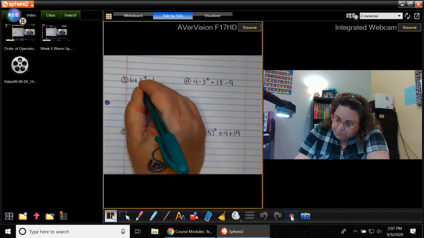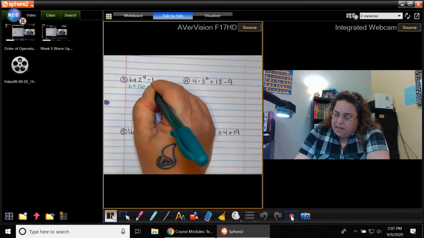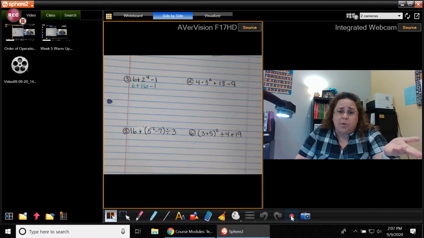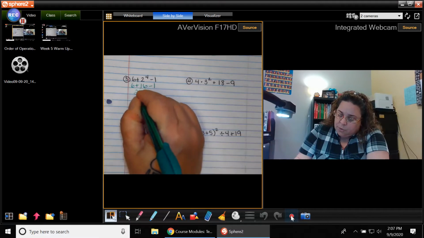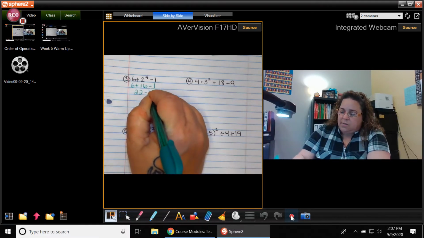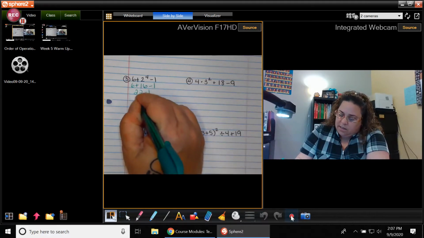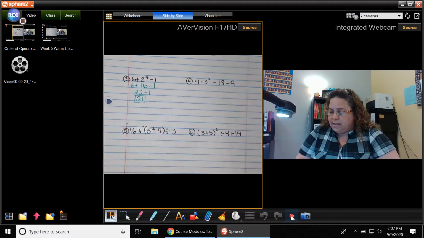So I write 16 and I bring everything else down. Now I have no multiplying and no dividing, so I skip to adding and subtracting. Remember, I work from left to right. So 6 plus 16 is 22. Bring everything else down. 22 minus 1 is 21. All right, next one.